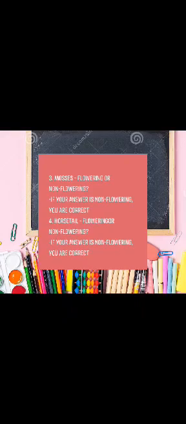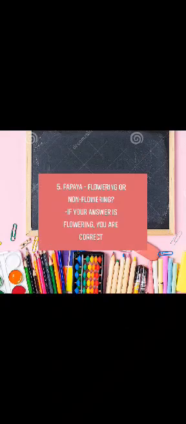Number 4, horsetail. Flowering or non-flowering? If your answer is non-flowering, you are correct. Number 5, papaya. Flowering or non-flowering? If your answer is flowering, you are correct.